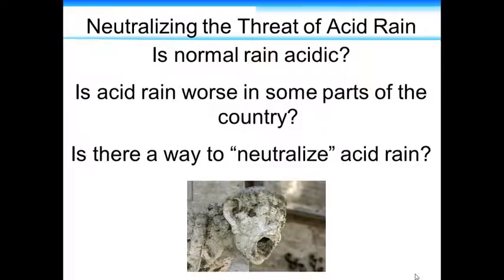This picture down below here looks like a Gothic gargoyle of some sort, a spout. And you can see the face is fairly eroded away. There are many types of sculptures that are made of limestone. And limestone has a fair amount of calcium carbonate in it, which is a base. And when acid rain falls on those structures, it essentially neutralizes the base and erodes away the sculpture. So we'll go into the background behind that phenomenon.